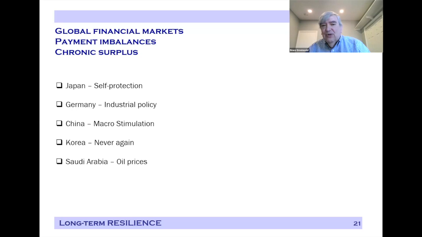Germany did it by joining the euro. The mark used to appreciate and screw the German manufacturers. It stopped happening, and they managed to destroy industry in most of the rest of Europe. In China, it's done usually for macro stimulation. They've been very aggressive about maintaining the currency and not letting it appreciate.